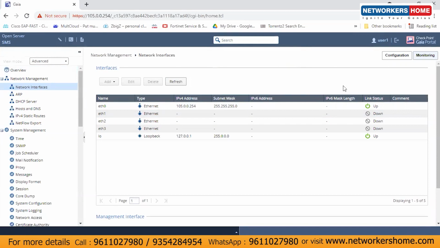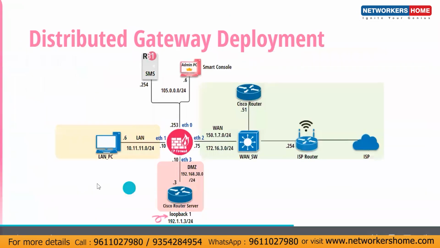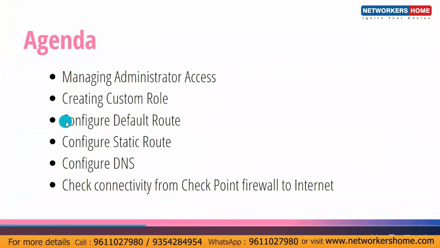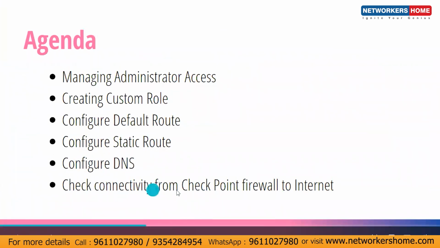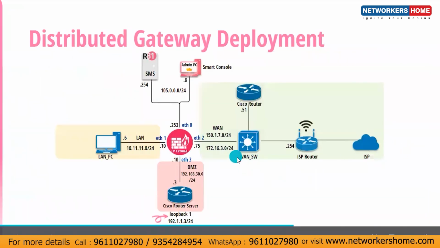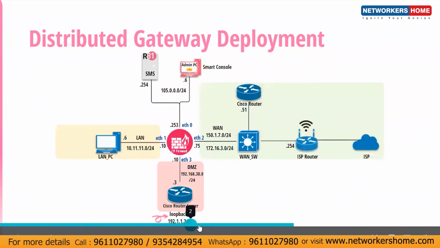So this was the configuration of the users and roles on your Gaia portal. Now we'll look into the default route or static route configuration or the DNS configuration, and how you make the connectivity from the checkpoint firewall to your internet. According to this topology, you can see from the checkpoint firewall in a DMZ, I have one loopback interface, which is not reachable, or you don't have the route for this particular loopback.